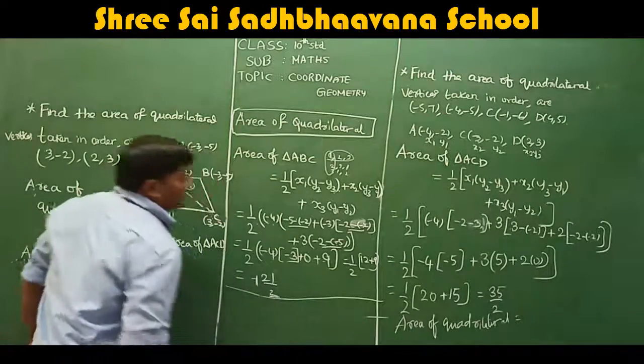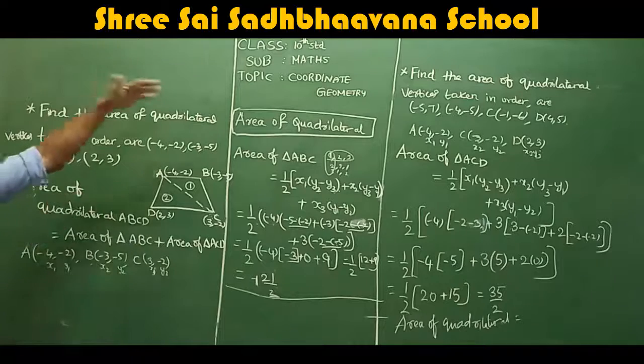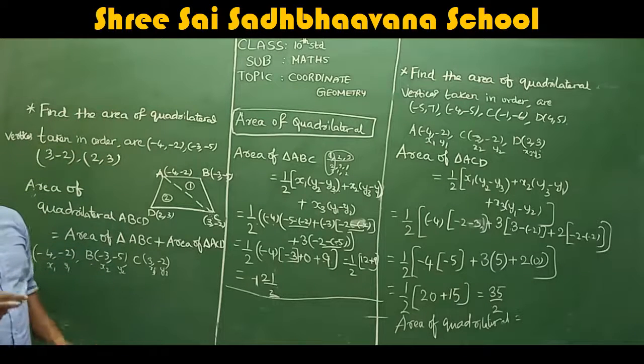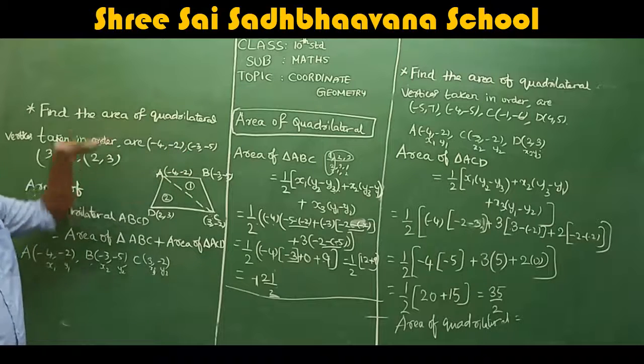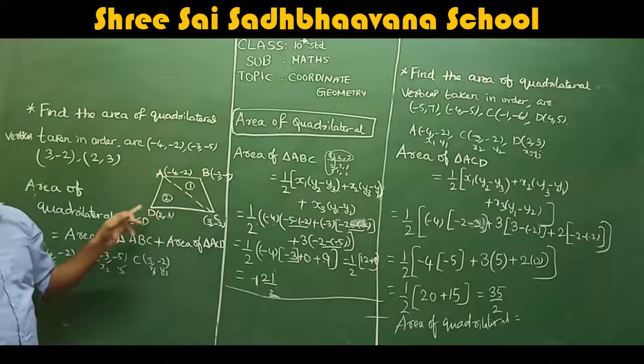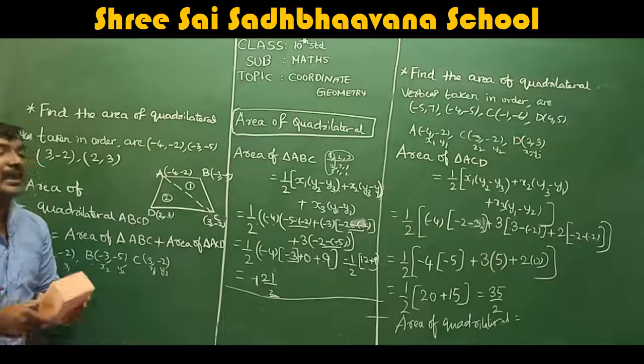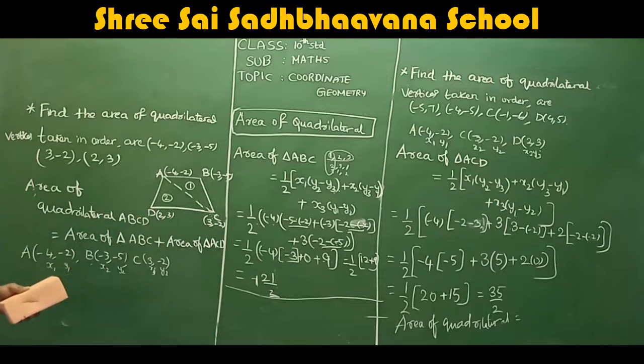I'll just repeat this. Here the concept is we are doing area of quadrilateral. Always remember, a quadrilateral can be divided into two triangles. I'm not telling two equal triangles. We can divide a quadrilateral into two triangles. That is the reason for what I'm doing. They are given 4 vertices, so obviously they will form a quadrilateral. This quadrilateral I am dividing into two triangles.